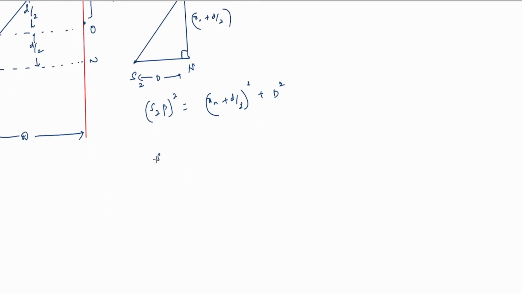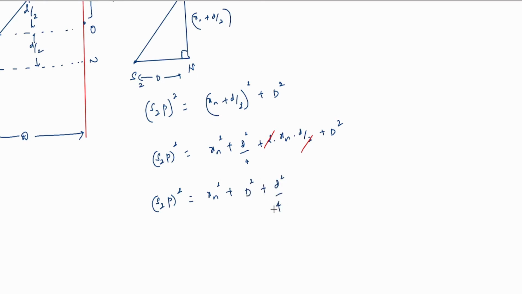To expand this, S2P the whole square is equal to xn square plus d square by 4 plus 2 times xn into d by 2 plus capital D square. Now from here this 2 gets cancelled. Therefore what we get is S2P the whole square is equal to xn square plus d square by 4 plus xn d plus capital D square. Let's call it equation 1.